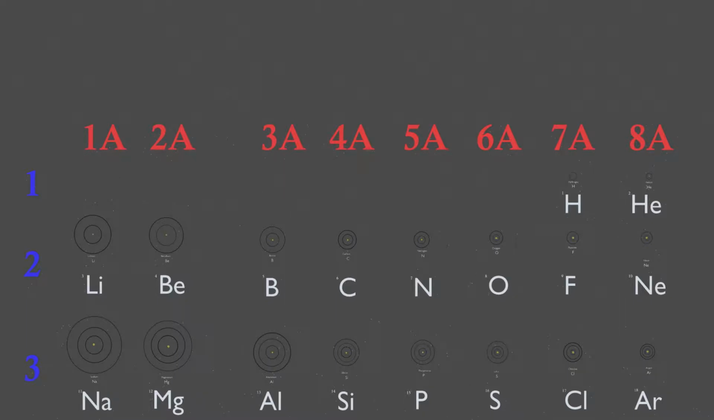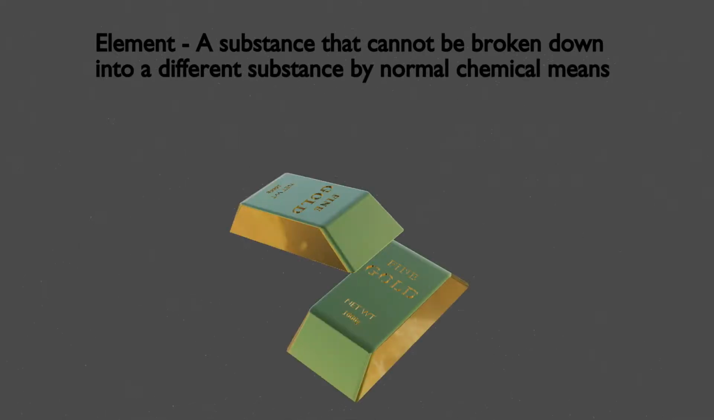Today we're talking about the periodic table of elements and the Bohr model of the atom. So what is an element? An element is a substance that cannot be broken down into other substances by normal chemical means. What this means is that the elements are pure substances. They cannot be changed into anything else unless you're talking about radiation, which is something completely different. So elements are basically pure substances.